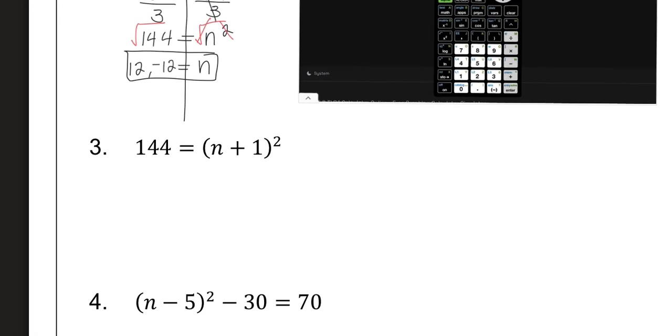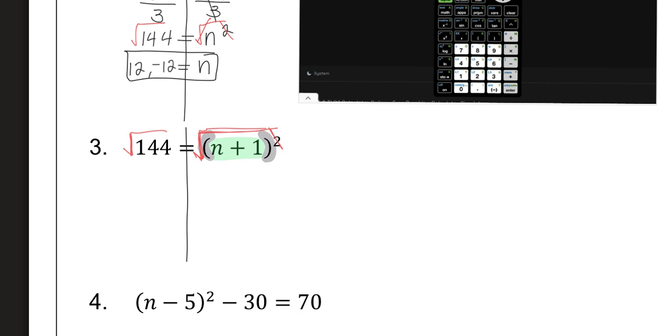Now, number 3 is slightly different because our variable is inside our parentheses here, but the whole thing is being squared. So what we really need to do is isolate whatever is being raised to the power of 2. This is what's being squared, and there's nothing else outside of it. So we can just start with square rooting to get rid of these parentheses, that way I can get to that variable. Okay, so we're going to square root both sides.